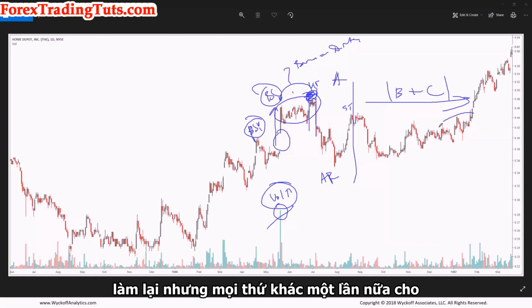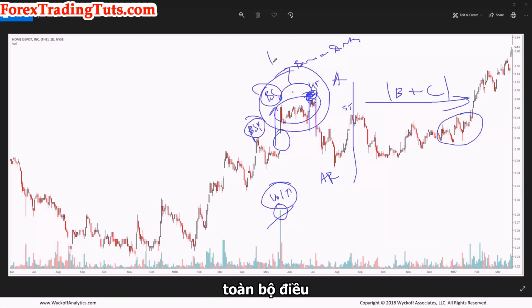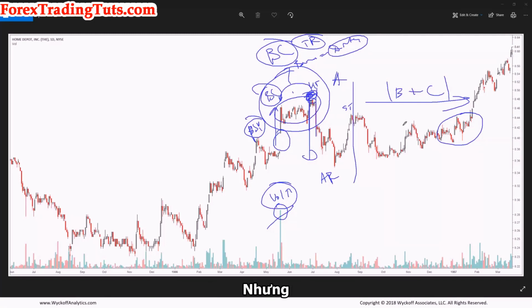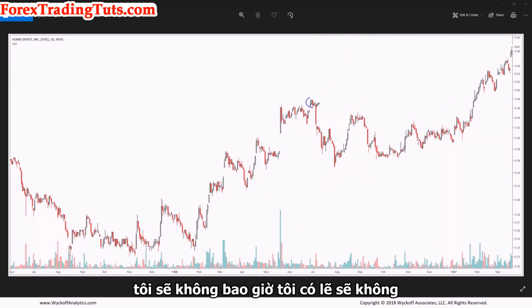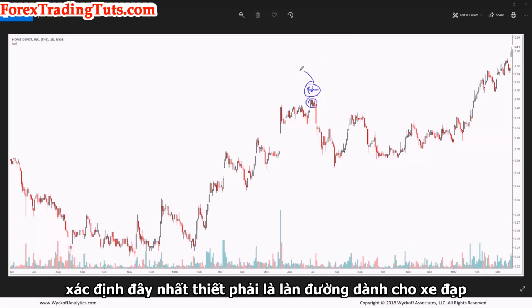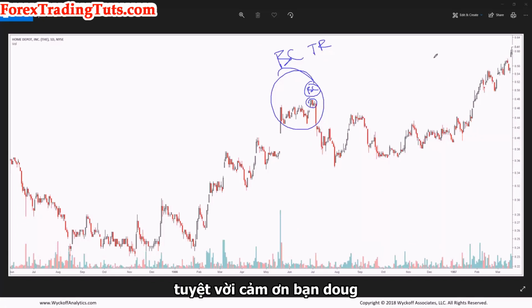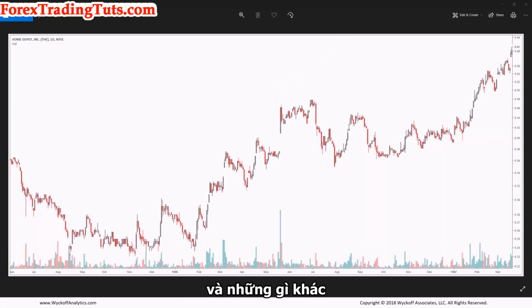But everything else, again, for trading purposes, you could say that this whole thing is the buy-in climax. So sometimes I would say buy-in climax trading range. What does it mean? This means some kind of distribution, local formation that would take us down. But I would probably not identify this necessarily as a buy-in climax. So this whole thing, you could say a buy-in climax trading range. All right, great. Thank you, Doug. And what else?